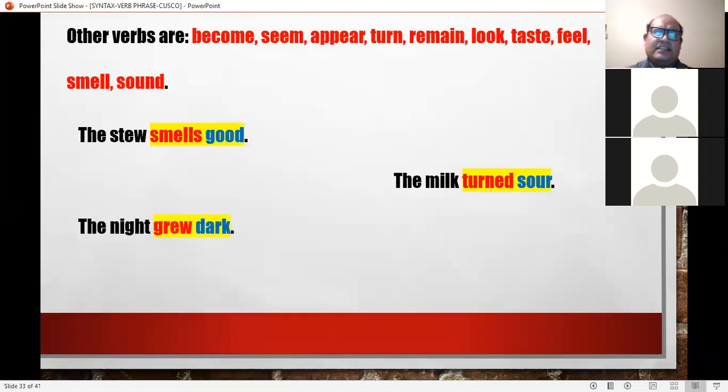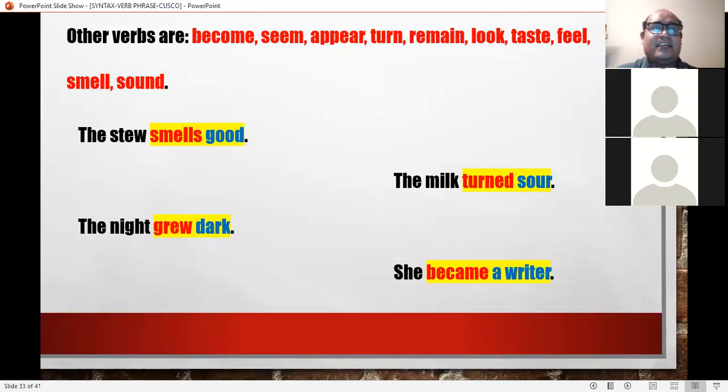Another: the night grew dark. Again, grew is the link. The night was dark; instead of saying was dark, you say grew dark, so it's getting darker. Now, she became a writer. Who became a writer? She, the girl. Notice here you're giving information about the subject. Who is she? A writer.